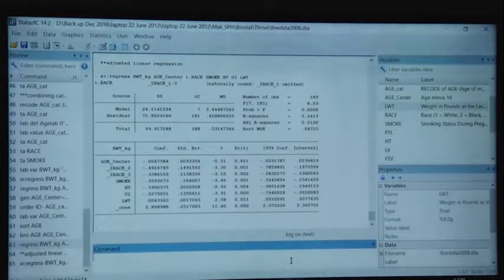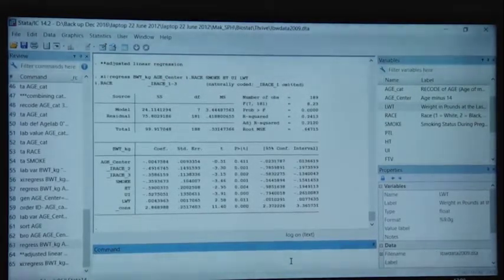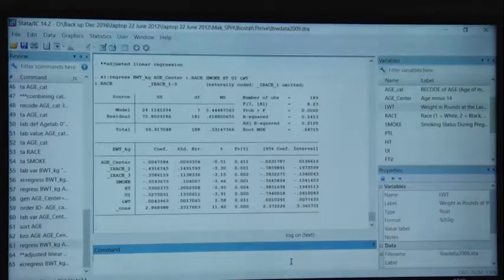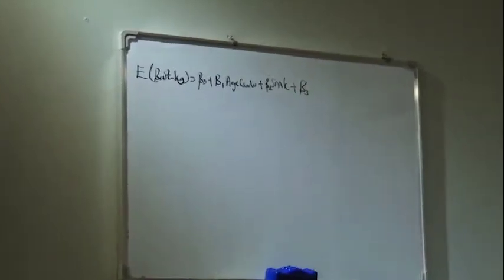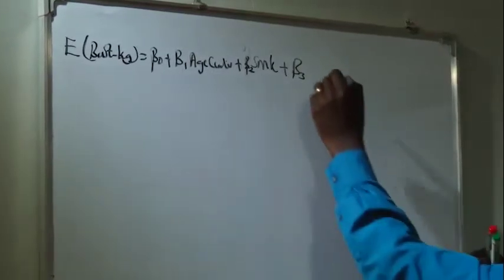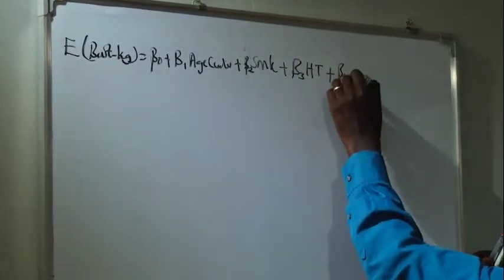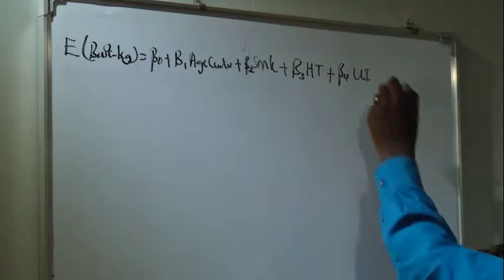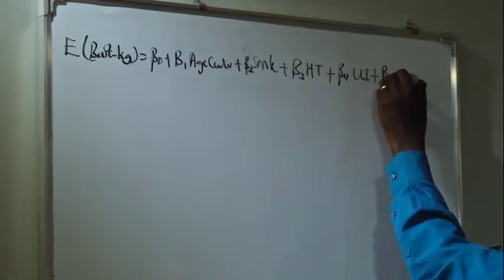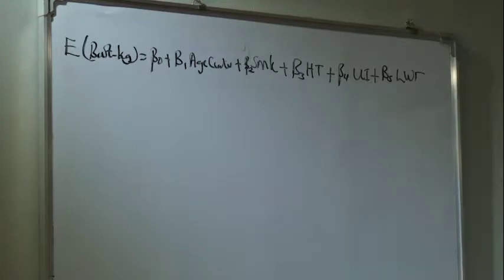Now, in my model, smoke was number 2 actually. So beta 2 is smoke, beta 3 is hypertension, HT, beta 4 is uterine irritability, beta 5 is mother's weight at last menstrual period, which is LWT. Now, once you do this, let us interpret these variables.